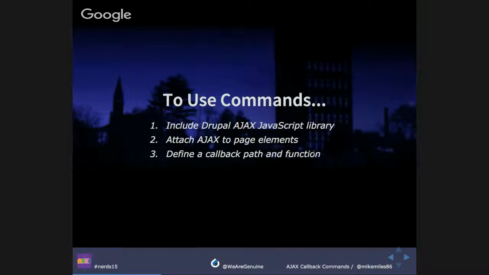And then step 3, you have to define a callback path and a callback function. So this is the path that the AJAX event calls on the server side, and then the function that returns an array of the commands that should be run on the client. So that's what it has to return, a render array of commands in Drupal 7.